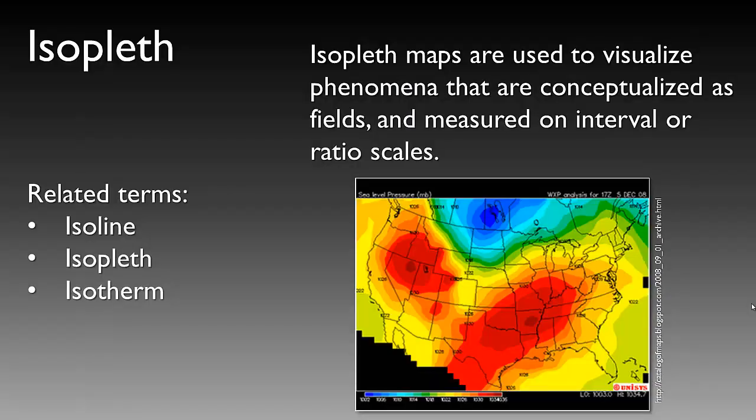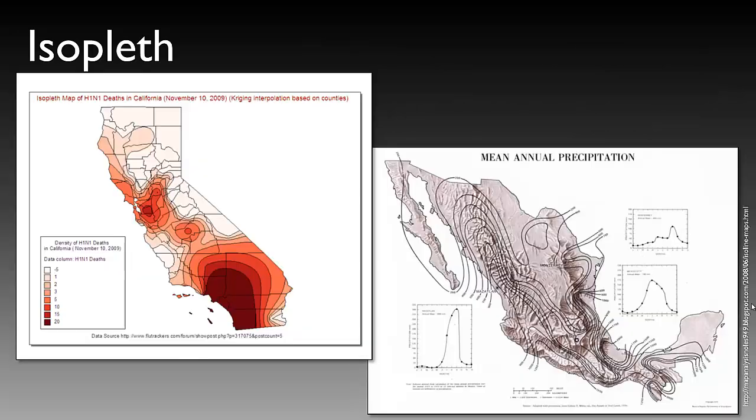The next type of map is an isopleth map. Isopleth maps are used to visualize phenomena that are usually conceptualized as fields and measured on interval or ratio scales. Some related terms that you might know when you're working with isopleth maps are isolines and isotherms. Some examples of isopleth maps here. On your left you can see an outbreak of H1N1 in 2009. On the right you can see mean annual precipitation displayed on isolines.